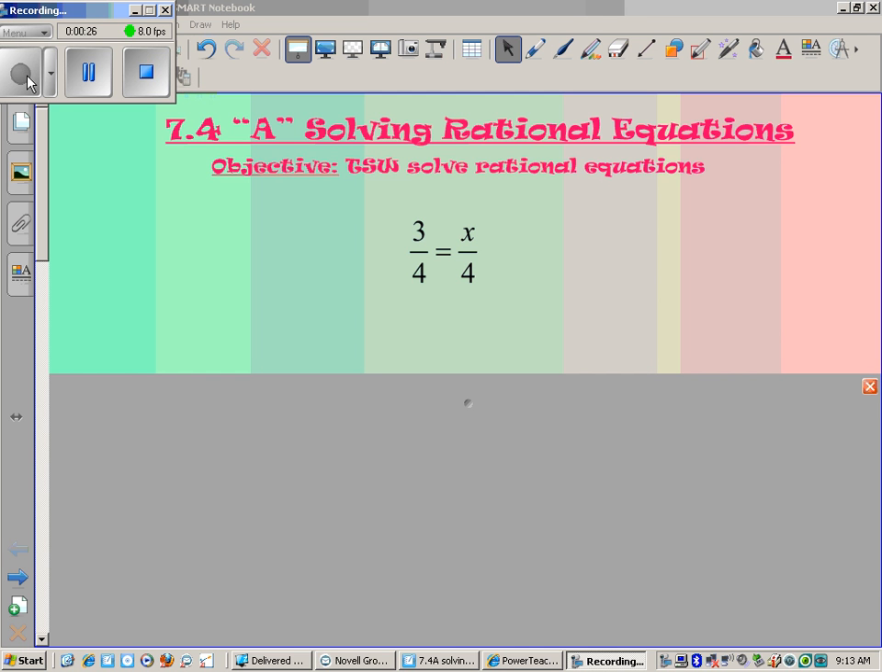So if I have 3 over 4 is equal to x over 4, what would x equal? 3, right? Wouldn't 3/4 be equal to 3/4, right? So I know that x would equal 3. So what if I gave you this problem?